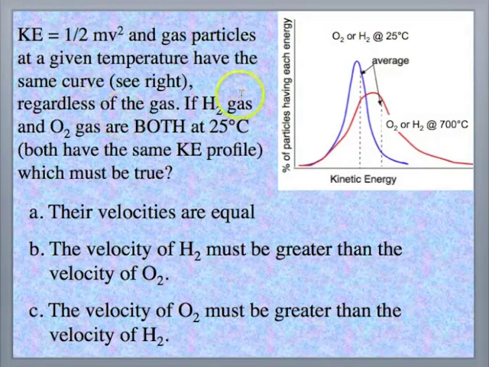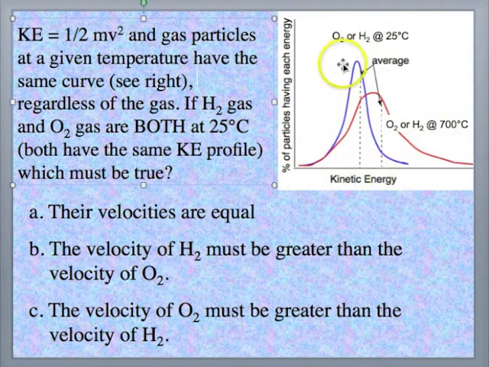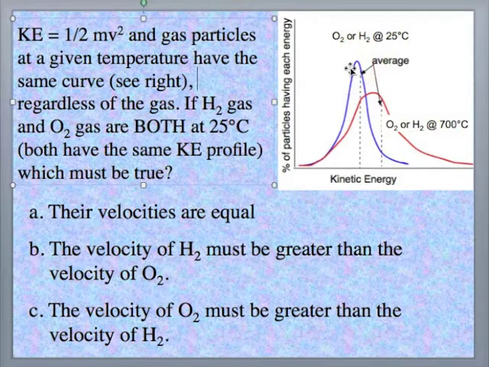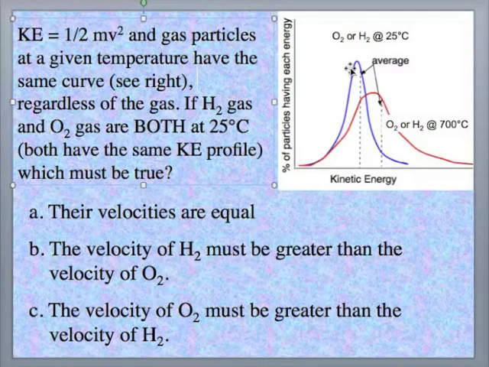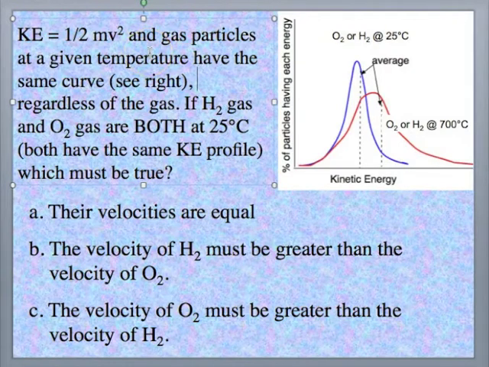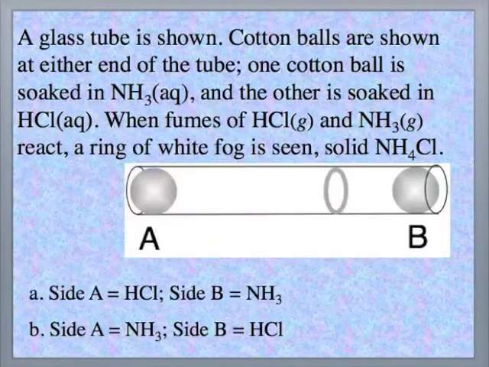So again, the kinetic energy profile for both of these gases is identical, but they don't have equal masses. Hydrogen is much lighter than oxygen, and therefore the velocity of the hydrogen is much greater than oxygen, such that 1/2 mv squared for each equals the same value. Here is an experiment often used to demonstrate this point.